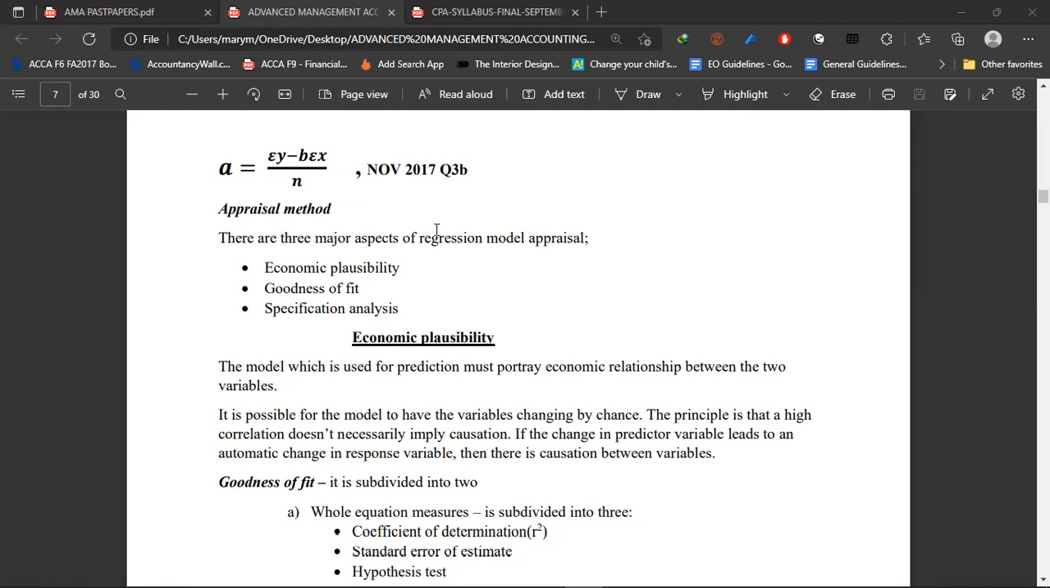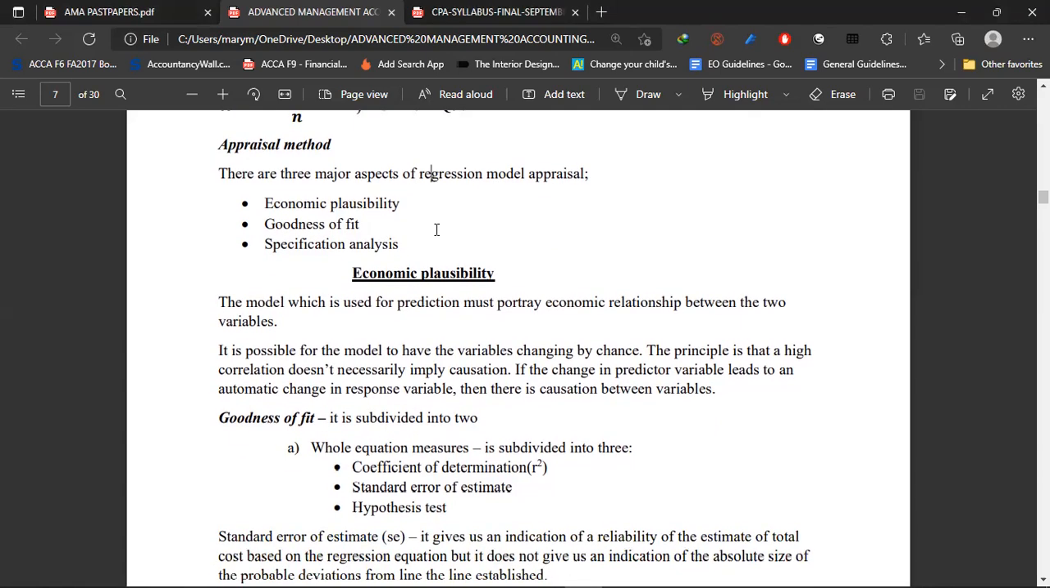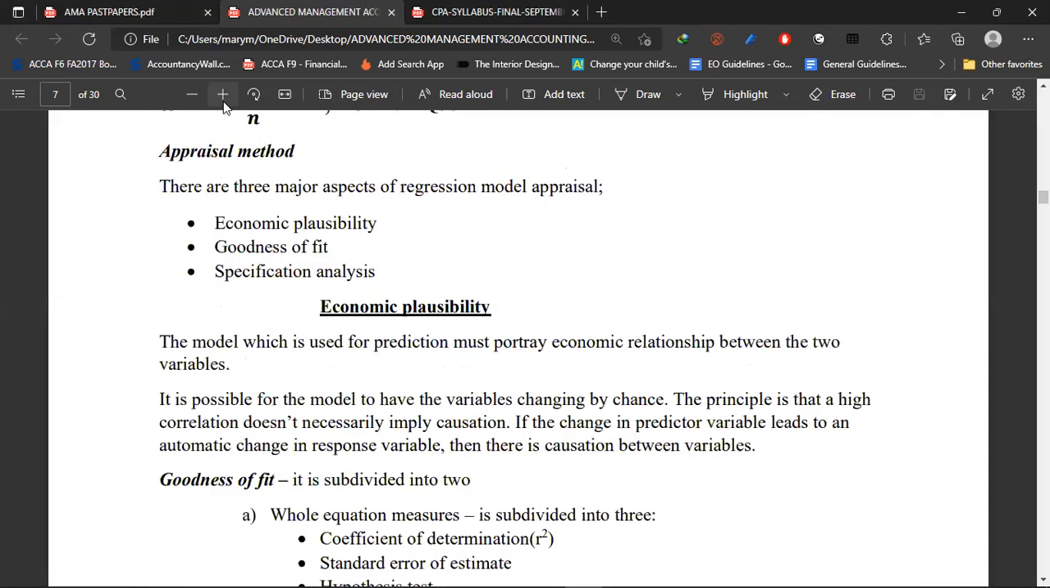I'm hoping we are having a good week, where we are engaging ourselves with revision. I'm aware that we don't have much time for this. So I want to start quickly by looking at the appraisal method of all the regression equations that we have formulated.